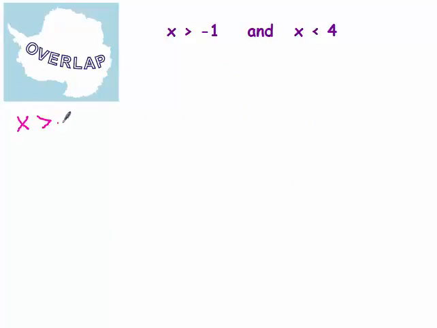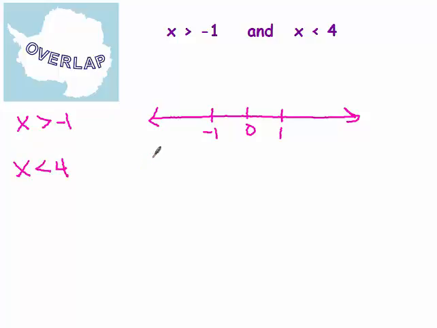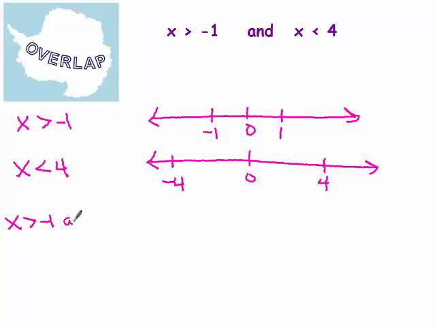X is greater than -1. X is less than 4. So x is greater than -1 and x is less than 4. We want this conjunction.